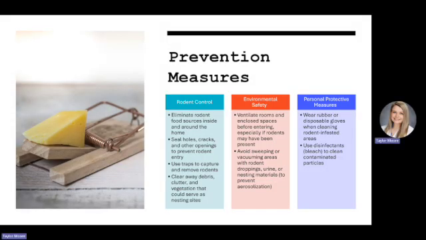So for the prevention measures, one of the things that was listed was rodent control, which is eliminating rodent food sources inside and around the house, sealing holes, cracks, and other openings to prevent rodent entry, using traps to capture and remove rodents, and clearing away debris, clutter, and vegetation that could serve as a nesting site. For environmental safety, ventilate the room and enclosed spaces before entering, especially if rodents may have been present.